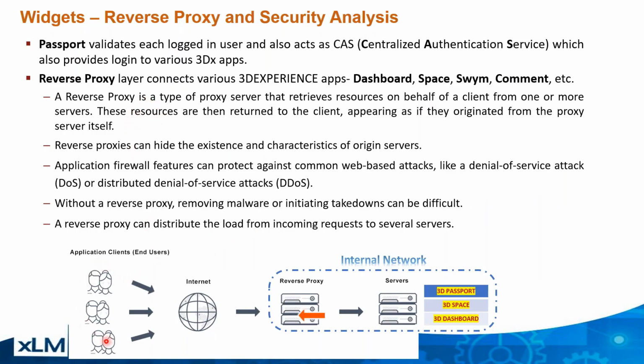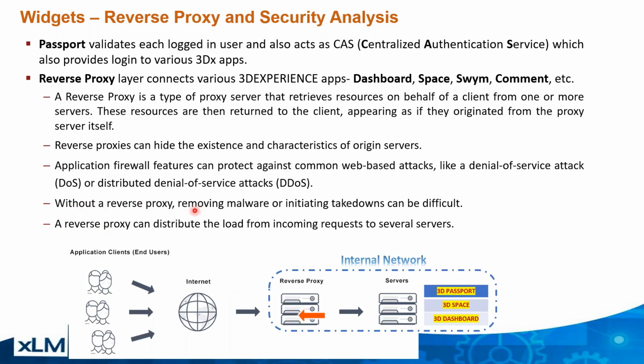So again, to the application user, it looks like a single server response coming back. As I told you, a reverse proxy can hide the existence and characteristics of the original servers. For firewall features, it can also handle web-based attacks like denial of service, DoS or DDoS attacks. Additionally, some enterprises would like to use hardware-based firewalls or a hardware-based reverse proxy also. That is also possible, to make your application more secure.